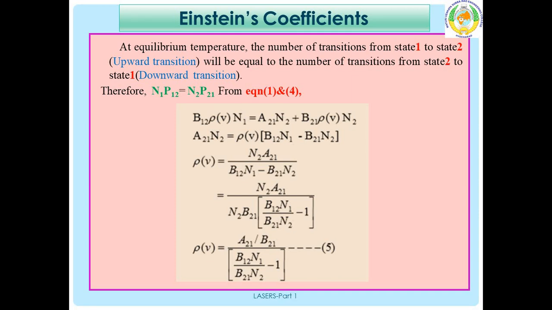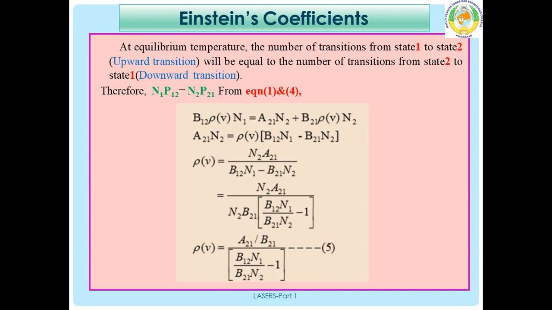Please remember that. So substituting equation 1 and equation 4. Equation 1 represents the transition probability rate for absorption, whereas equation 4 represents the total transition probability, which is the sum of spontaneous and stimulated emission. So what do I write? B12 rho nu N1 is equal to A21 N2 plus B21 rho nu N2.